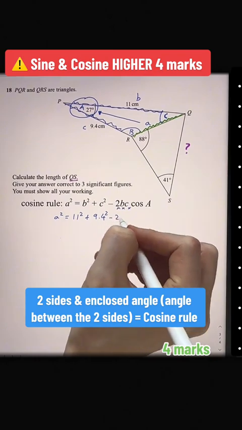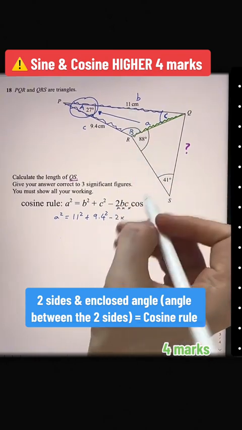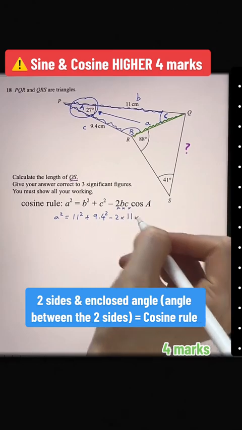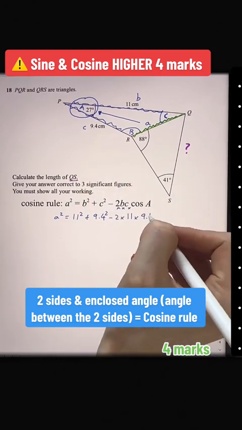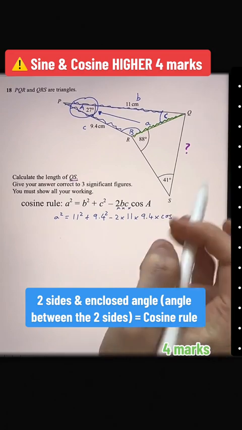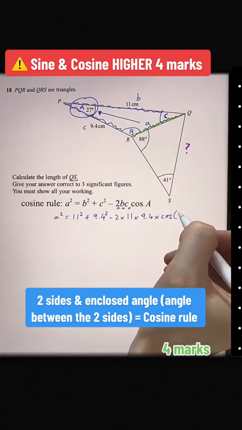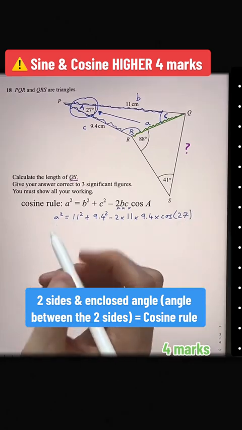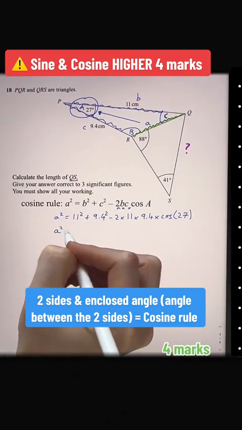Well, in between the letters, we know there's multiplication signs. Hence, it's going to be minus 2 multiplied by b. Well, b for me is 11. Multiplied by c, and c for me in this case is 9.4. Multiplied by cos of A. In this case, my angle of A is 27. So cos of 27.